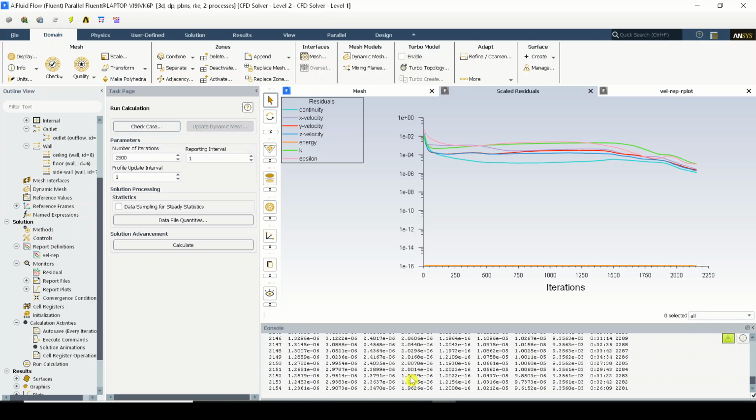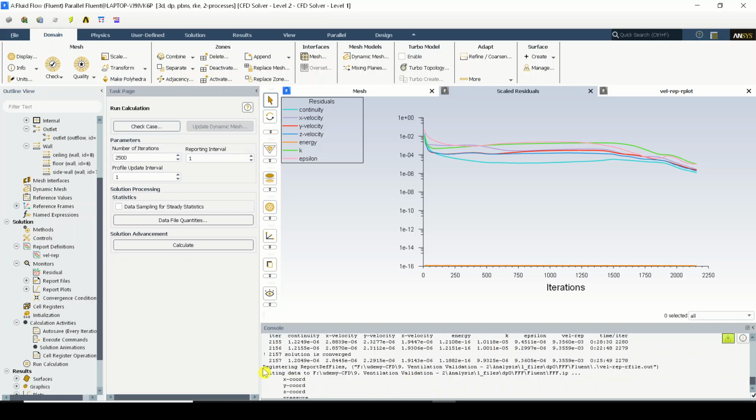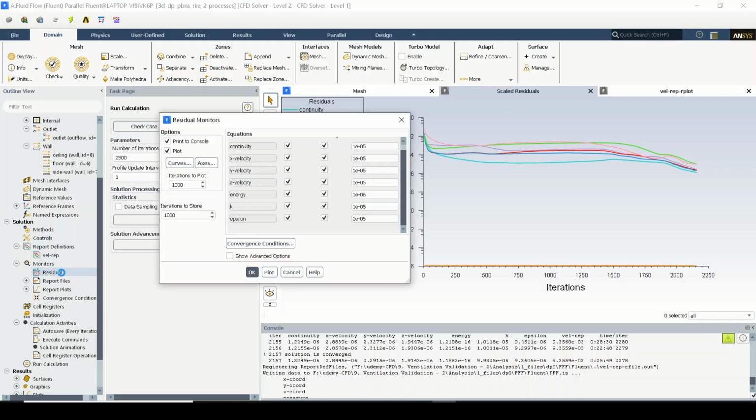Now you can see that the solution has converged at 2000 iterations, and in between, at 1900 iterations, I have also received a solution converged message. So I have just entered the residuals and extended the values to 1e minus 5.